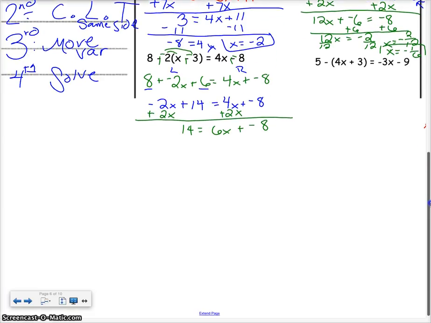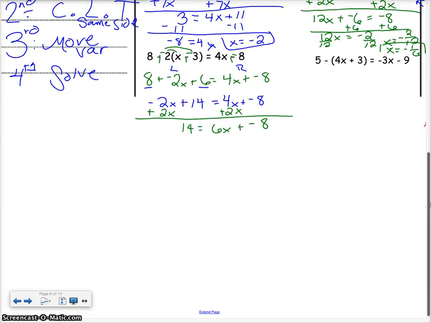Now what do I move? The 6 or the negative 8? I move the negative 8 because that's not sticking to the variable. So plus 8, what is that, 22? Correction: 22 is 6x. Do you love this? Now divide by 6, 22 divided by 6. Don't turn it to a decimal, please. Keep it as a fraction, but I do need to simplify it. 11 thirds. X is 11 thirds.